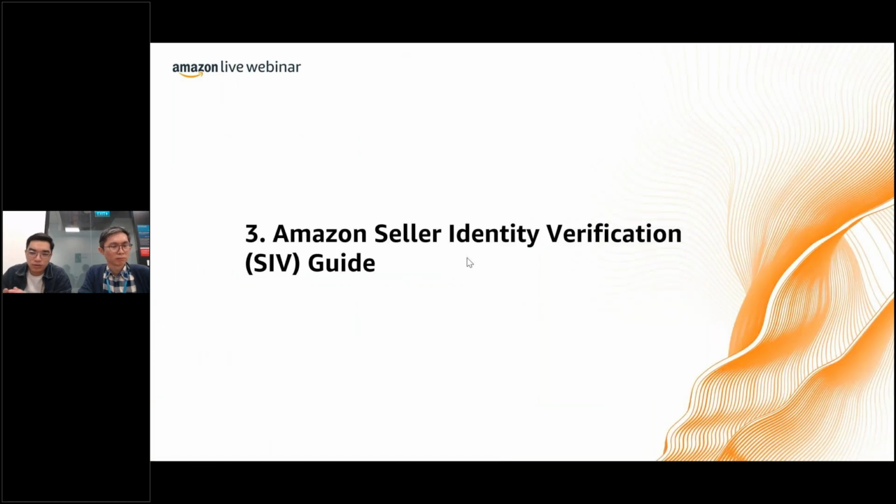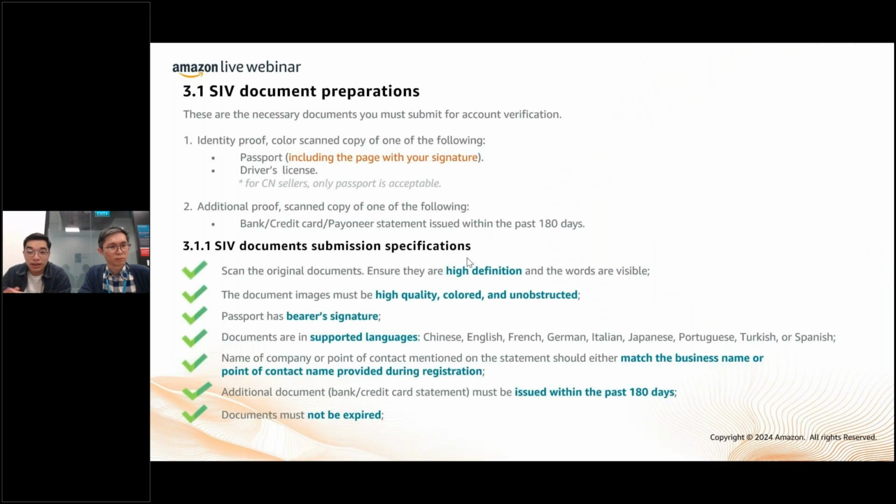Now, after you have inserted all these details, we are moving on to seller identity verification. This is a very important step for Amazon to understand who you are, and to make sure that there is a person attached to this account. There are two necessary documents you must submit for account verification: identity proof, and additional proof such as your bank or credit card statement issued within the past 180 days.